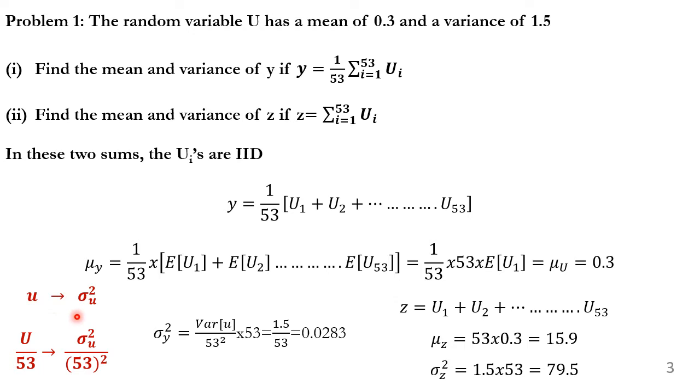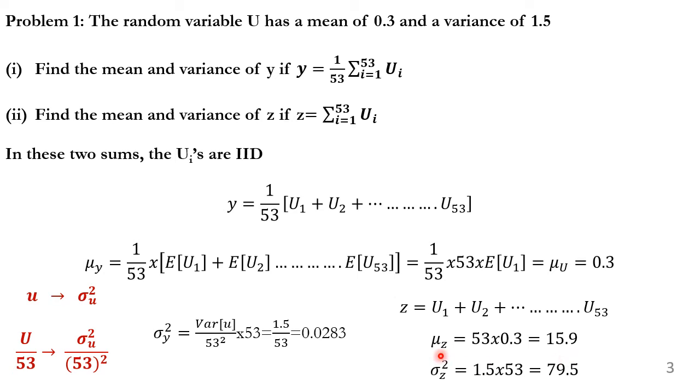u gives rise to sigma u square. So u by 53 should give rise to sigma u square by 53 whole square. So we can get sigma y square is equal to variance of u divided by 53 whole square into 53. That gives you 1.5 divided by 53, 0.0033.